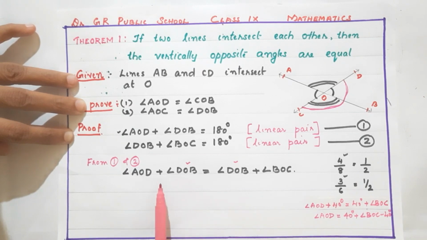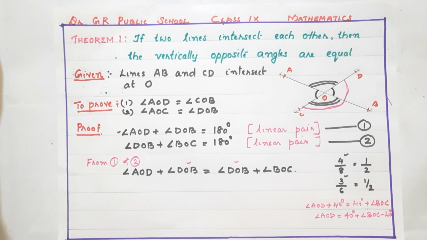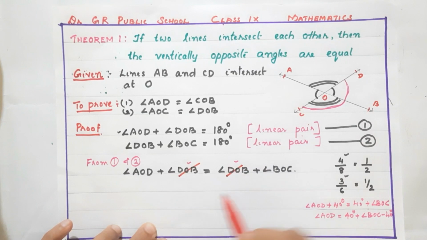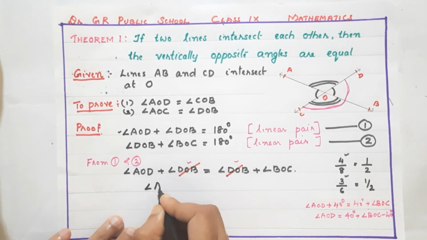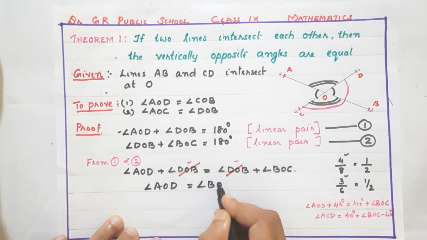The same procedure we are applying here also, but we will not write this many steps. You should understand, if we have the same angles on both sides, it will become 0. So we can show the cancellation directly. Okay, angle DOB and angle DOB will become 0. So we cancelled. Now what is remaining? Angle AOD is equal to angle BOC.